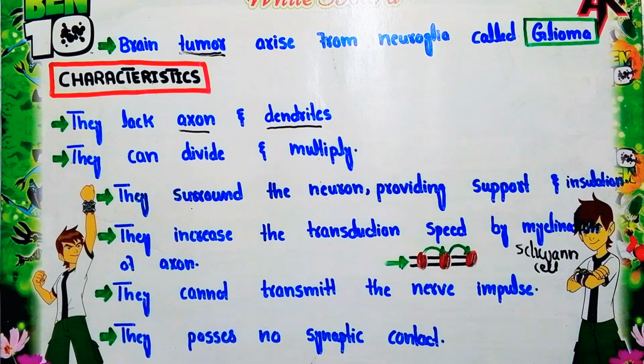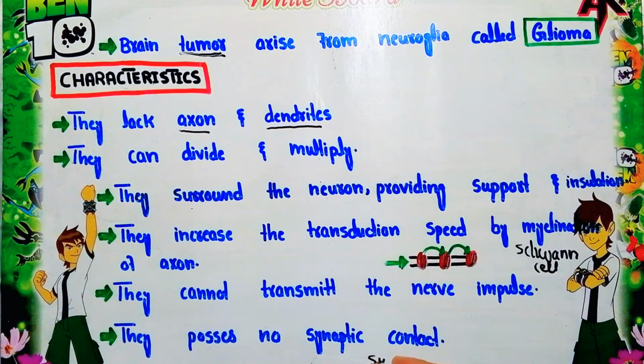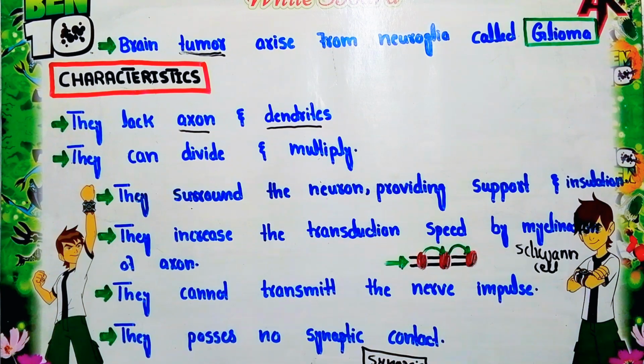Now the last characteristic of the neuroglial cell is that they possess no synaptic contacts. First of all, what is a synapse? A synapse is basically the functional connection between the neuron and other structures. So neurons are able to form synapses, but in the case of the neuroglial cell, no connection exists between the neuroglial cell and other structures. This is an important characteristic of the neuroglial cell.